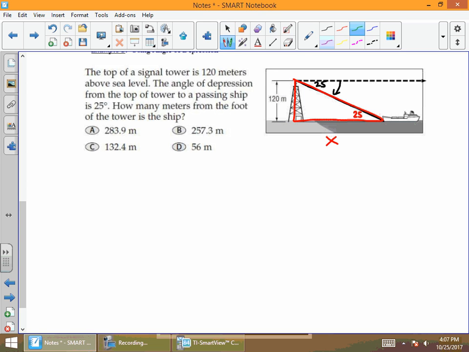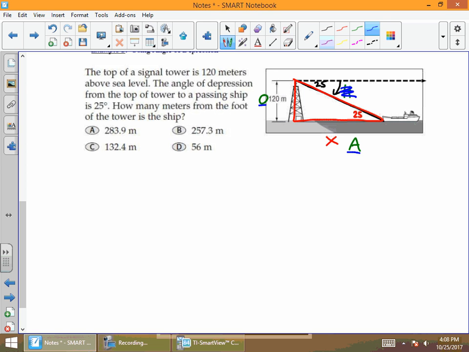So first thing I like to do in SOHCAHTOA is label my HOA. So my 90-degree angle, so that makes this my hypotenuse. 25 degrees, 120 is my opposite, and X down here is my adjacent. So in this case, which one of SOHCAHTOA would I use? I'm not using the H at all. I have O is 120 and the A is X.